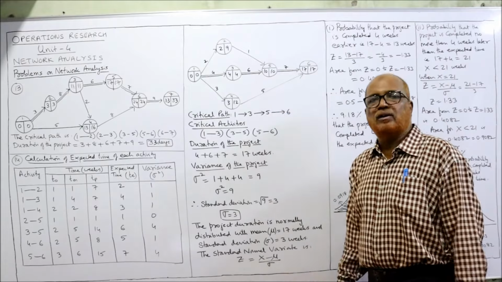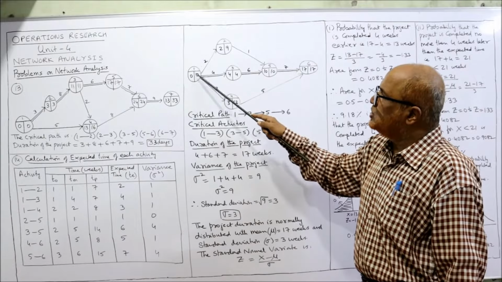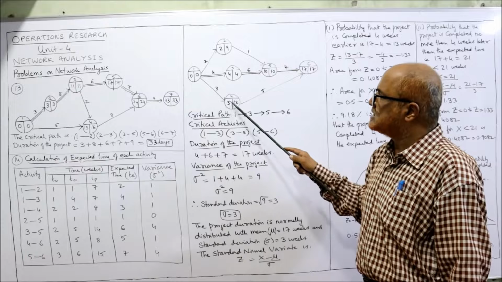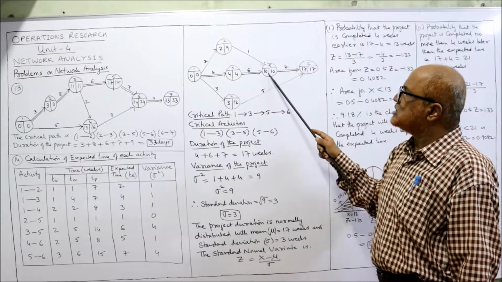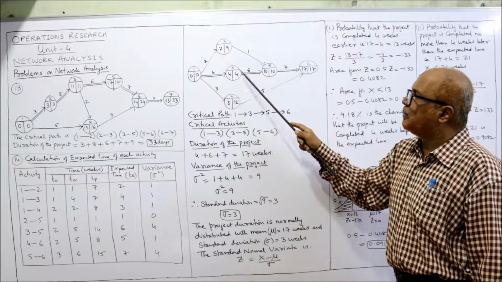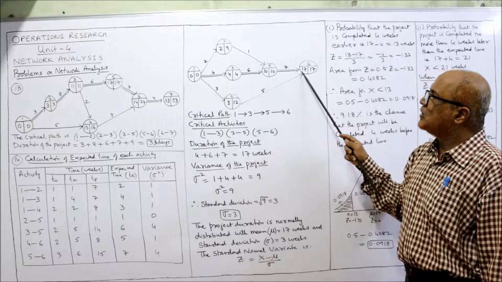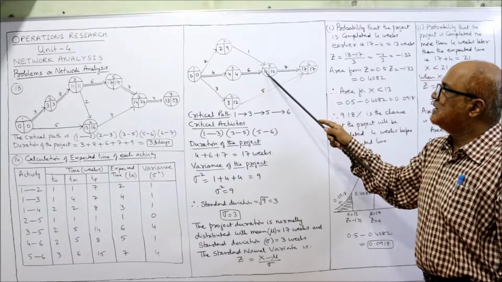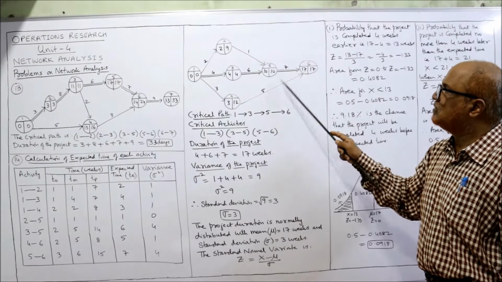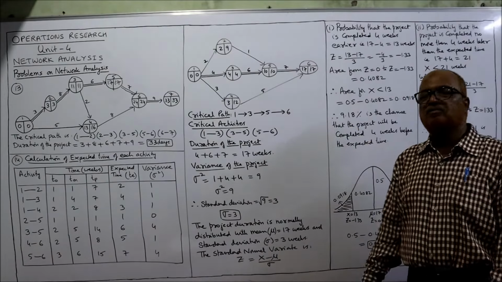Now we need the EST value from the first event to the last event. Only one activity is merging, so 0 plus 2 is 2. 0 plus 4 is 4. 0 plus 3 is 3. Now here 2 arrows are merging, so we take the maximum. 2 plus 1, 3, or 4 plus 6, 10. Whichever is higher, 10 is higher. Here 2 arrows are merging again, so we take the maximum. 10 plus 7, 17, or 3 plus 5, 8. 17 is higher. Forward pass completed. EST values calculated.